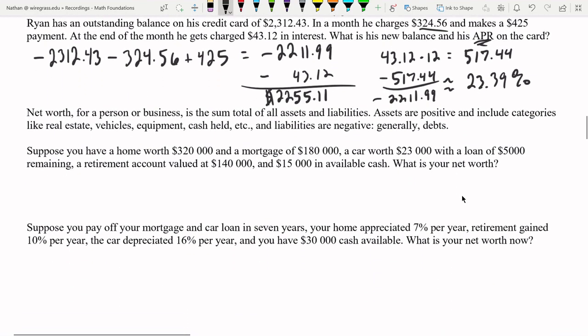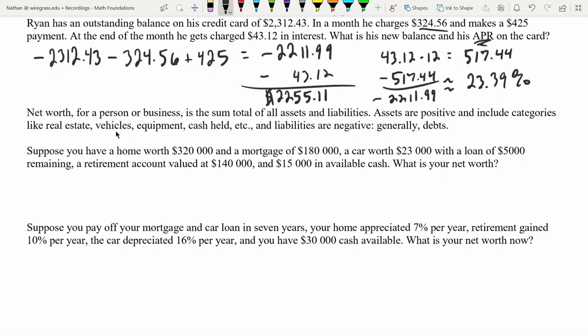Okay, net worth is an evaluation of how much a person is worth, if you want to think of it in terms of what they own. Net worth is really just the sum total of assets and liabilities, and it works the same for both persons and businesses. Assets are positive values, and they include things that you own, in categories like real estate, so like a house that you have. If it's a business, any property that they own, things like that.